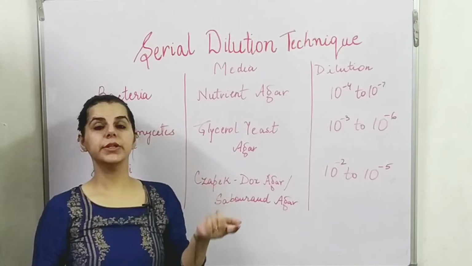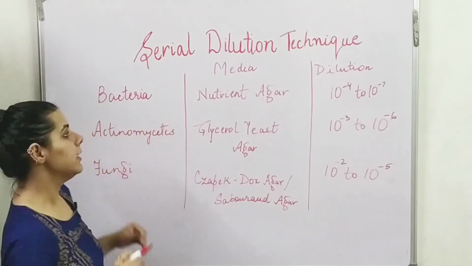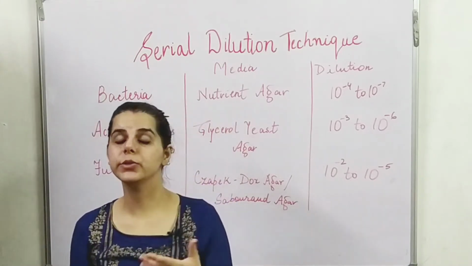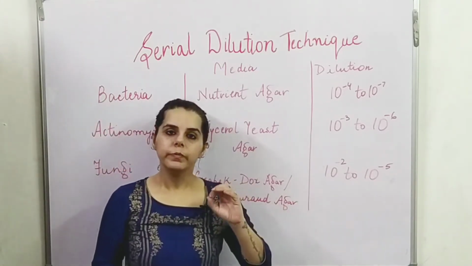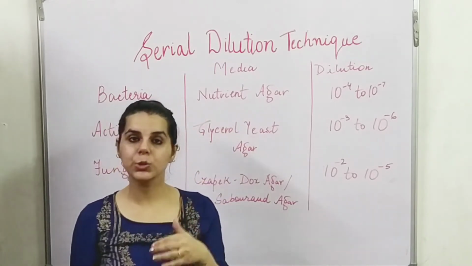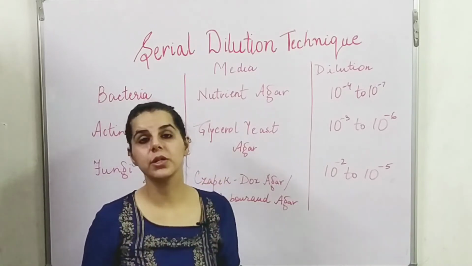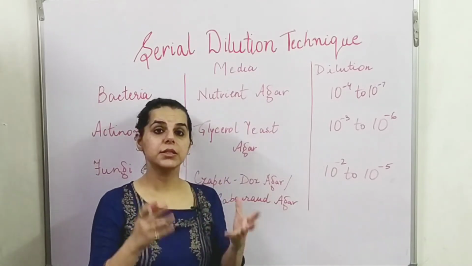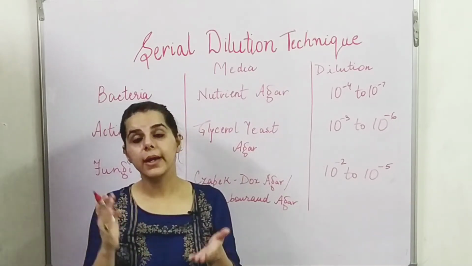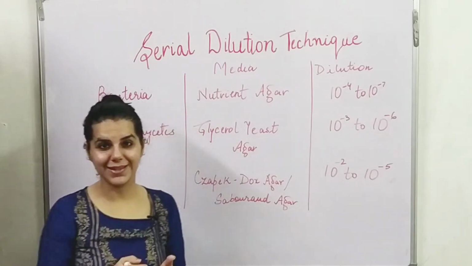So before proceeding to the protocol, I would like to mention here that depending upon the type of microorganism we need to isolate or enumerate, we need to choose the type of media and also the dilution. You need to take care what dilutions are to be chosen to get a particular microorganism, and what is the type of media that you need to work with to get the right microorganism, right?